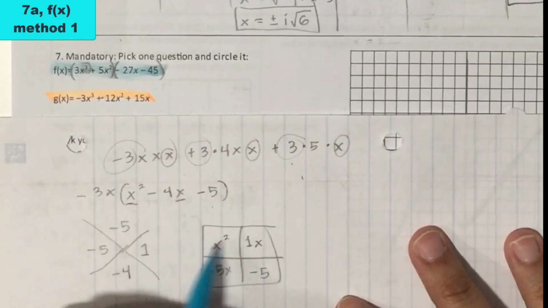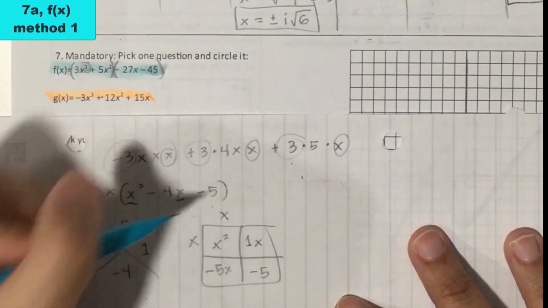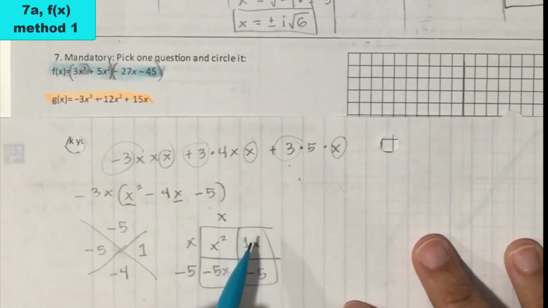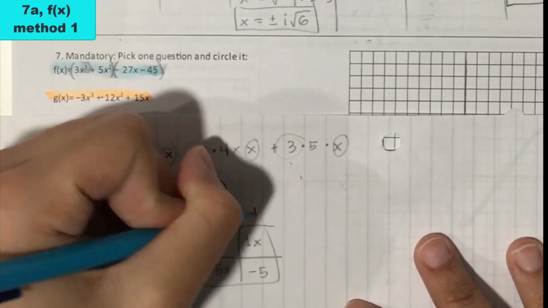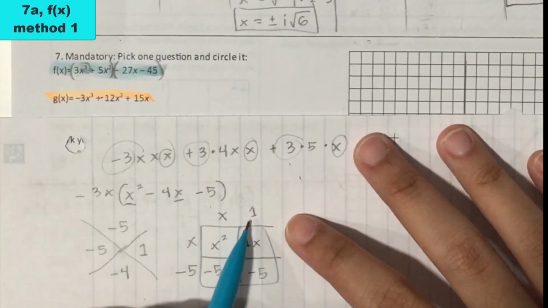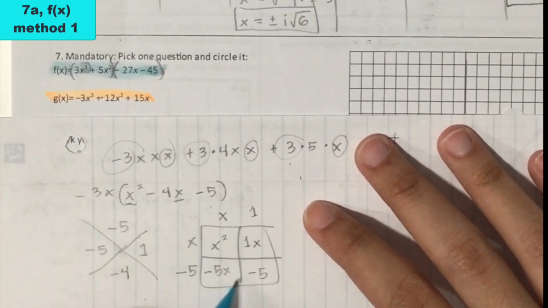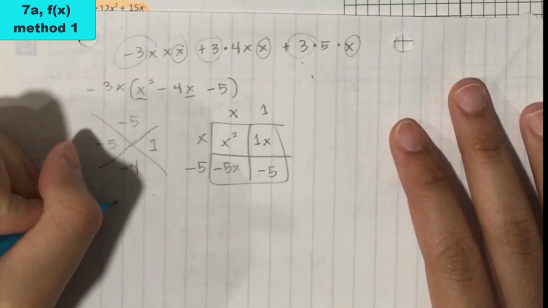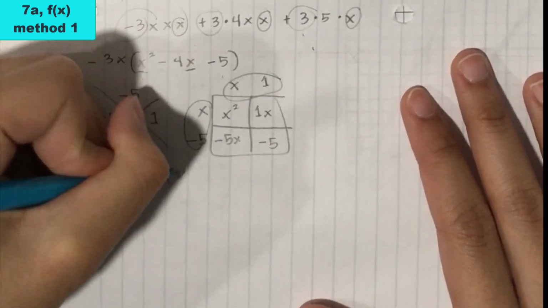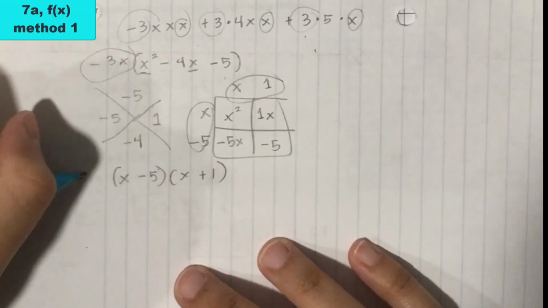The greatest common factor is x for this one, and then to get x squared, we have to multiply x by x. And the greatest common factor for this one is negative 5, and then the greatest common factor for this one is positive 1. And we can check that by multiplying again. Negative 5 times 1 is negative 5, x times x is x squared, x times 1 is 1x, and negative 5 times x is negative 5x. Then we write it out as factors, x minus 5 and x plus 1. And then don't forget to write the negative 3x from here.